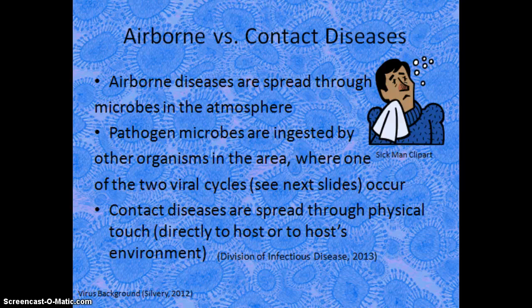Airborne diseases are spread through microbes in the atmosphere, which attach to either dust or water vapor or various other particles commonly found in the atmosphere. And these pathogenic microbes are ingested by other organisms in the surrounding area, where one of the two viral cycles, which we will see in the upcoming slides, occur. And contact diseases are spread through physical contact, either by directly touching the host itself or by touching something in the host's environment.